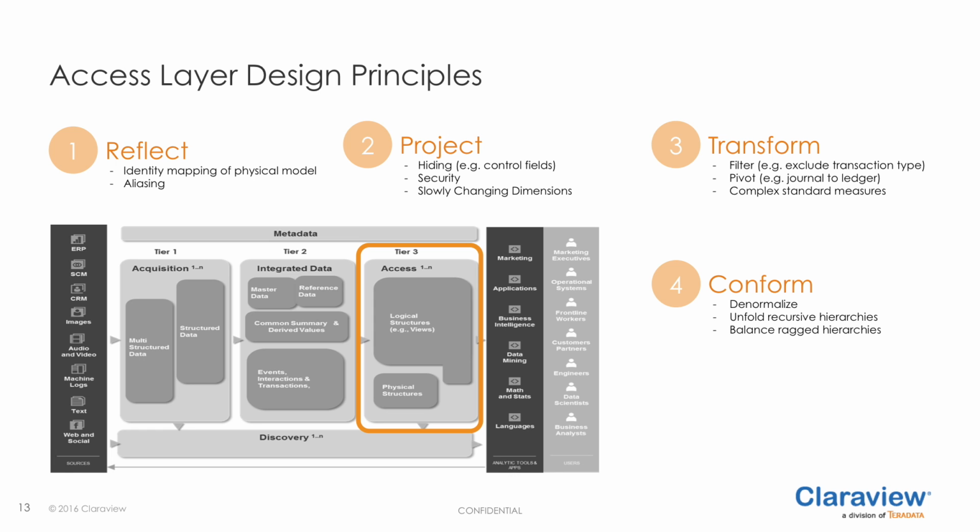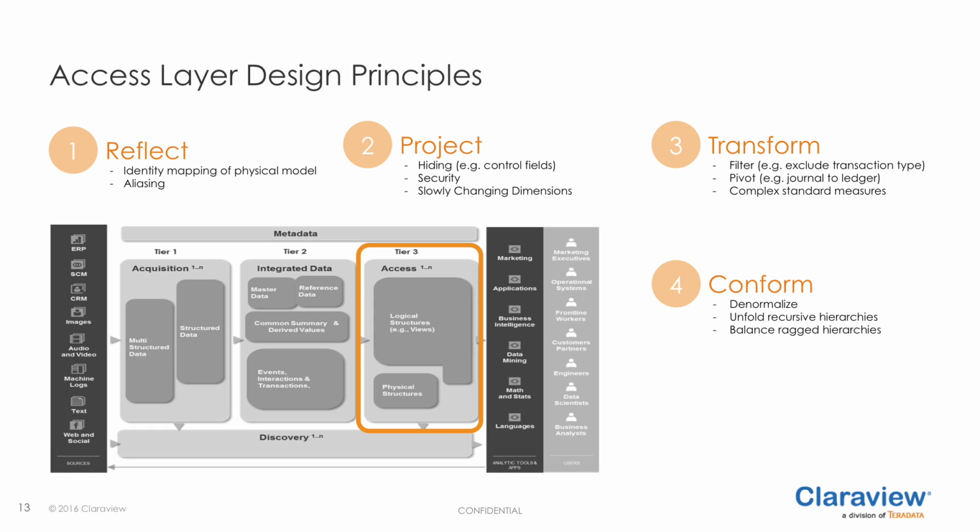We have 4 major design principles when modeling the access layer. Number 1 is reflect. Bring the data from the integrated layer into the access layer and apply basic meaning to the model. For instance, I can leverage aliasing to provide business context to the integrated layer concept of party. Number 2 is project. Apply row or column level security. I hide fields that aren't applicable to business use, such as audit and control fields from the ETL process, and apply meaning to slowly changing dimensions so that the BI tool can consume them. Number 3 is transform. Apply business rules to the data, such as filtering, pivoting, or other complex measures and calculations.